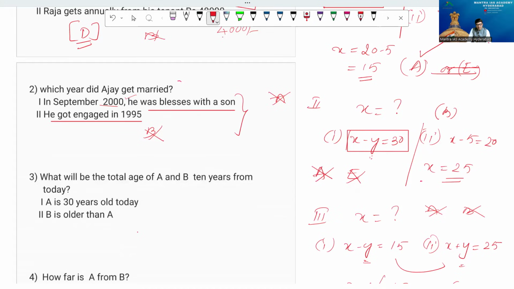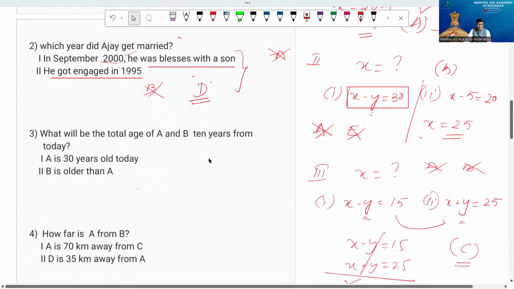Now combine the statements. He was blessed with a son in 2000 and engagement in 1995. The question is, when was that fellow married, in which year actually? So there is no question of it. The data is not sufficient. So data is not sufficient in this case. D is the right answer, beta.